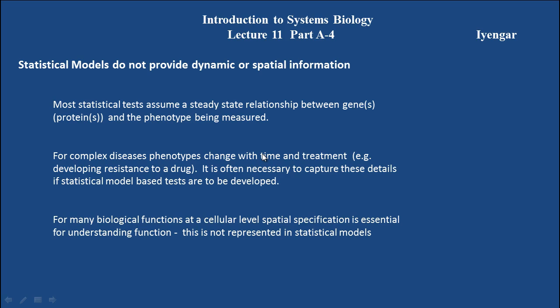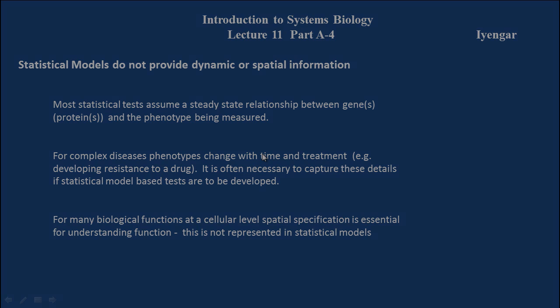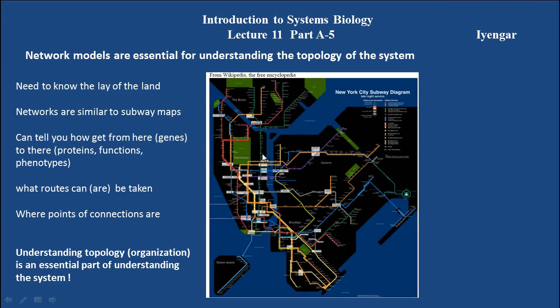satisfy this requirement. For many biological functions also, especially at a cellular level, spatial specification is essential for understanding function, and spatial specification cannot be represented easily in statistical models, so this is also a limitation. The next type of models one can think about are, of course, network models. And network models are essential for understanding the topology of the system.